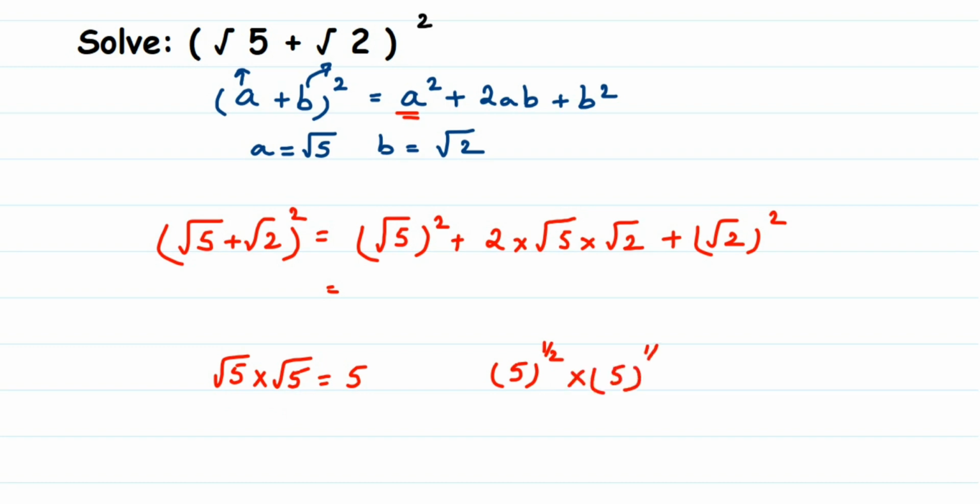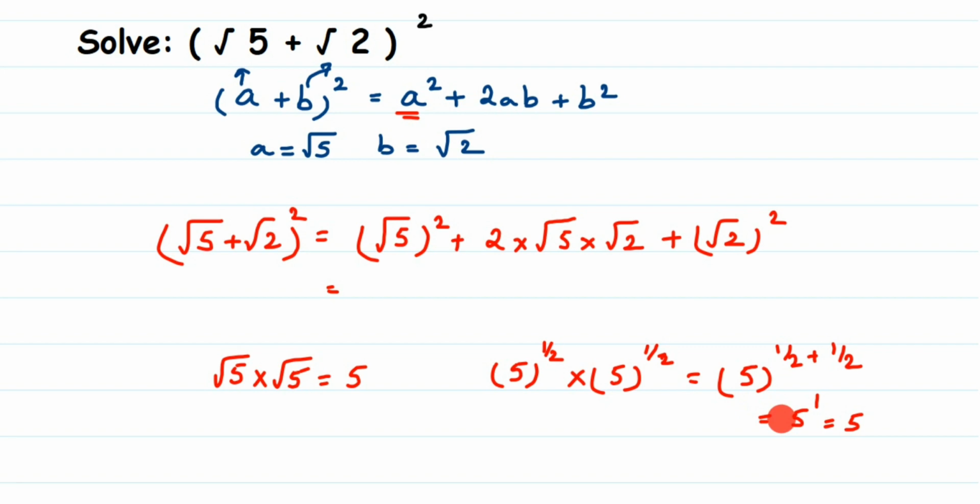Now you might have learned the laws of exponents, where you multiply two exponents with the same base. Here they are both the same. Whenever you multiply two numbers with the same base, you write the same base and add the exponents. So 1 by 2 plus 1 by 2, half plus half is 1. So 5 to the power 1, or we can write 5. That is why root 5 multiplied by root 5 is equal to 5. Instead of doing all these steps, you can directly write 5 there.